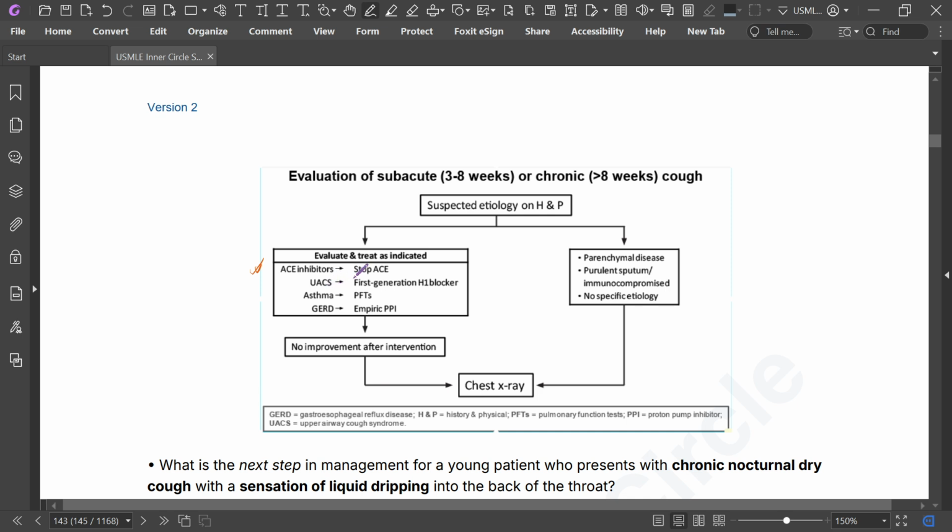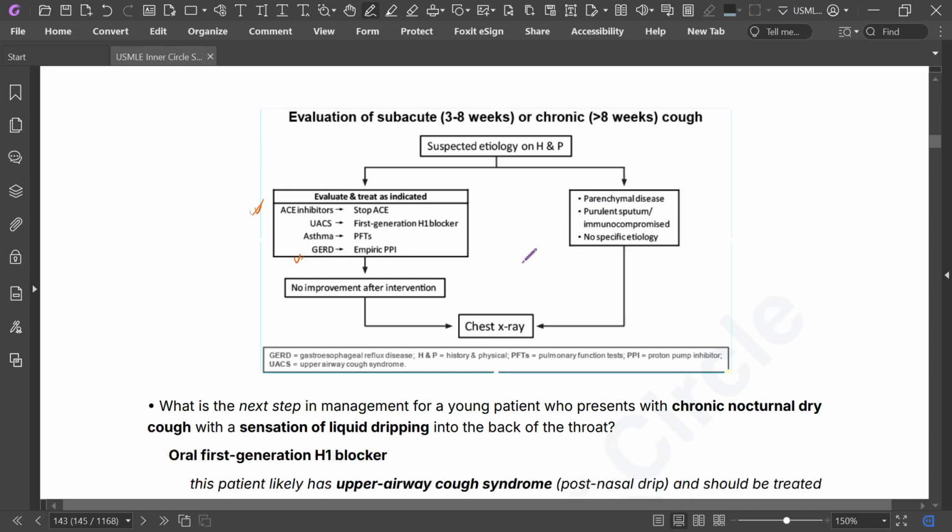If there is upper airway cough syndrome, give a first generation H1 blocker like chlorpheniramine. If it is asthma, do a pulmonary function test and treat accordingly. If it is GERD, empiric PPI can be given. If there is no improvement after intervention, do a chest X-ray. If the history and physical examination suggest parenchymal disease, purulent sputum, or immunocompromise, or there is no specific etiology, do a chest X-ray.